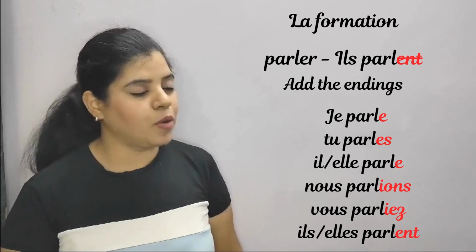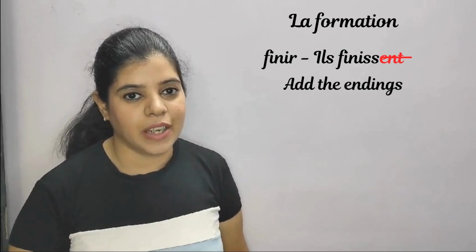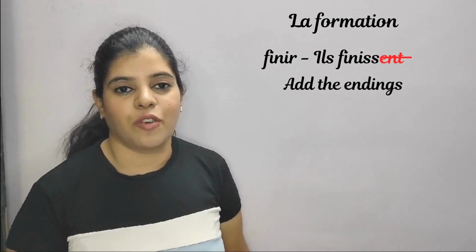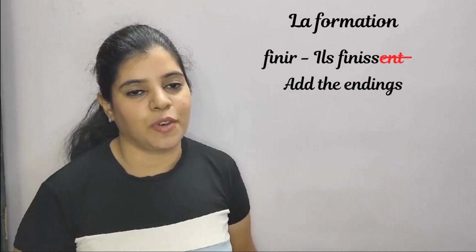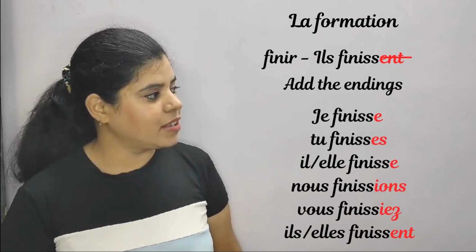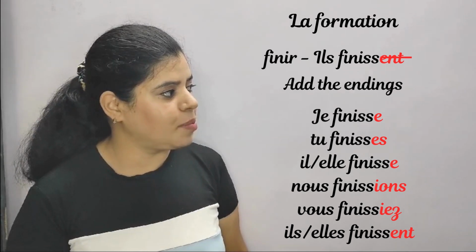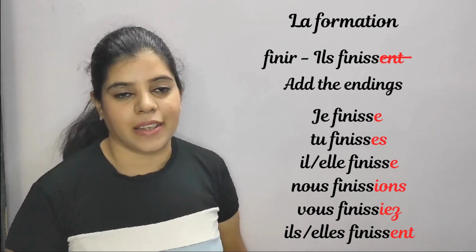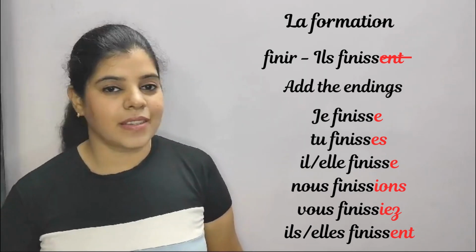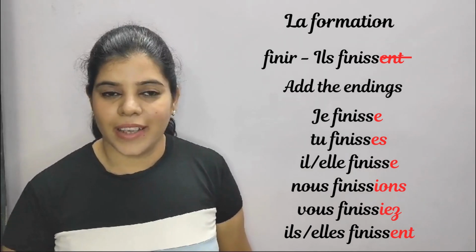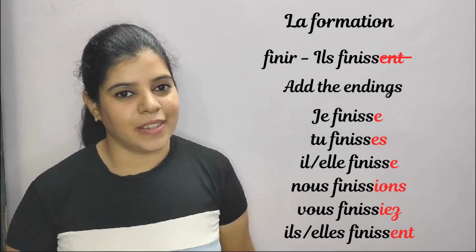Same way for the second group verb, suppose we take finir, we'll take the conjugation of present tense with ils, elles plural and we'll remove ent from that. So we will get F-I-N-I-S-S. Now this will be our radical and we'll add the endings e, es, e, ions, iez and ent.